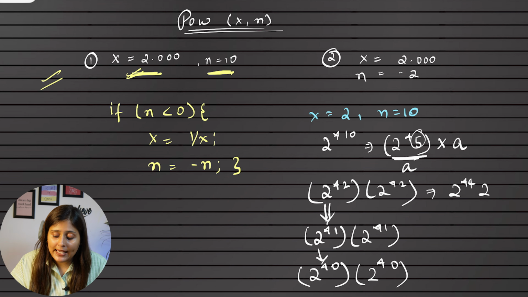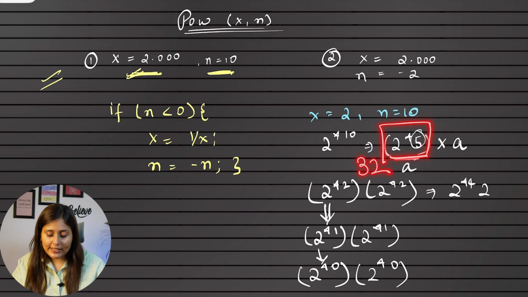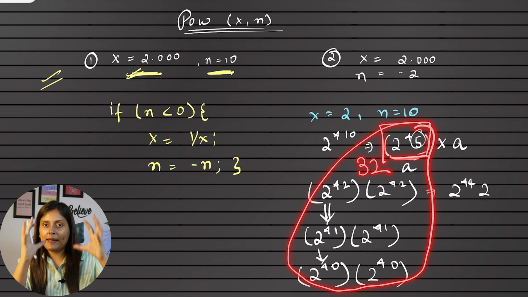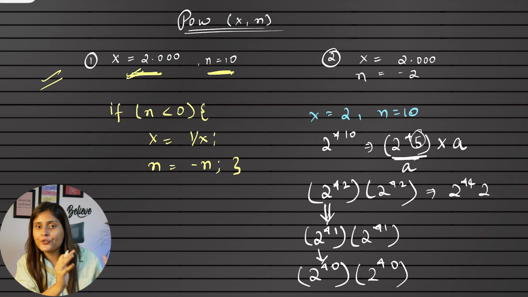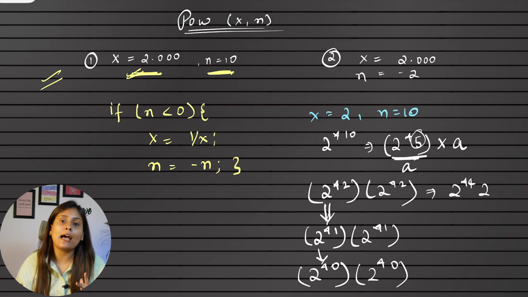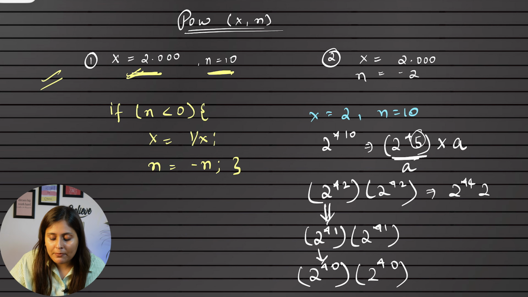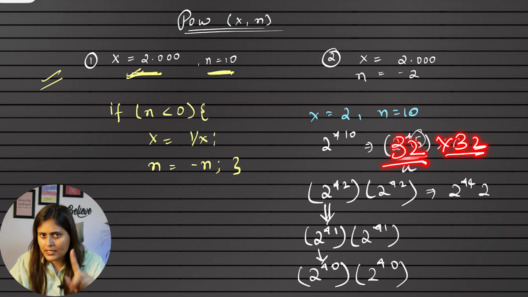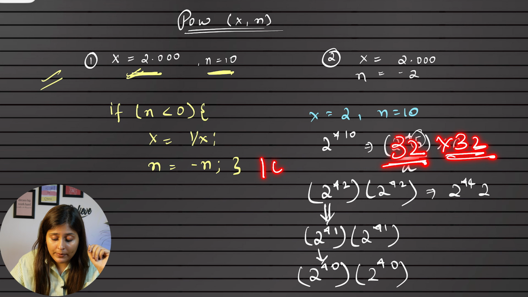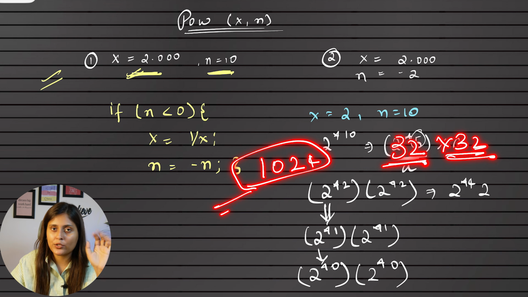So I can say that for 2 power 5 I have got 32. Means whatever time complexity I took to calculate this left half 2 power 5, for the right half I am not going to do the same thing, or I am not going to repeat it. I will simply multiply this 32 into 32, which will take O of 1 time complexity. Correct? So when you multiply this, you will get the answer, which is 1024.